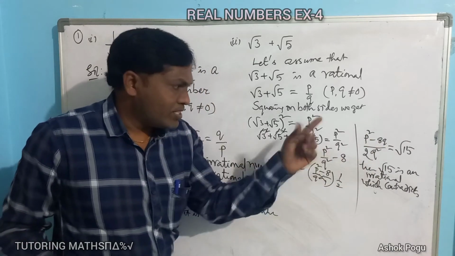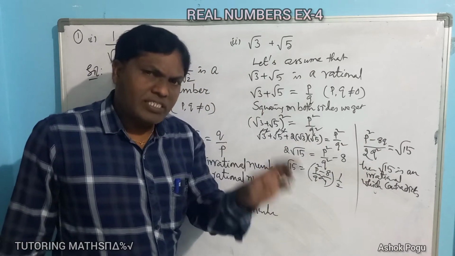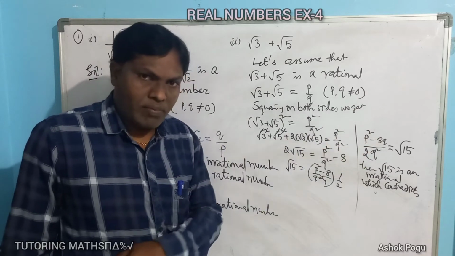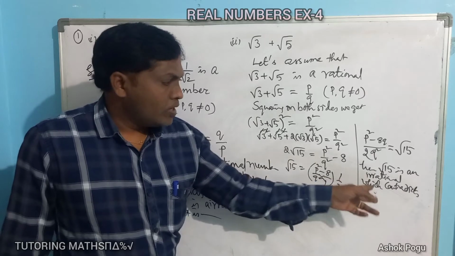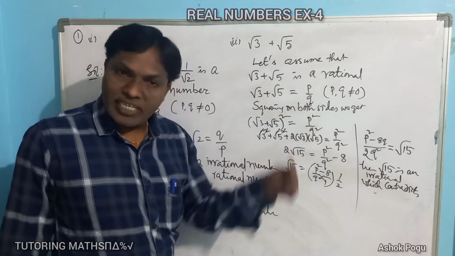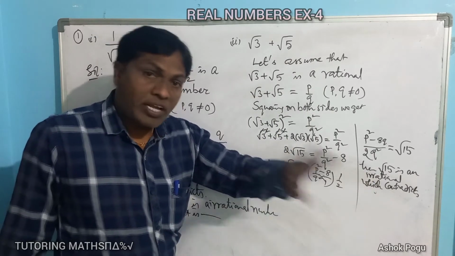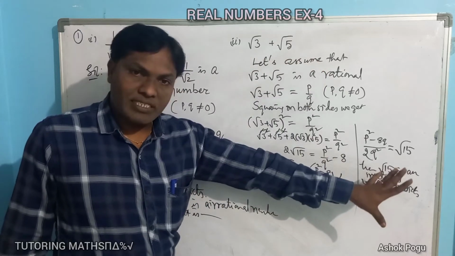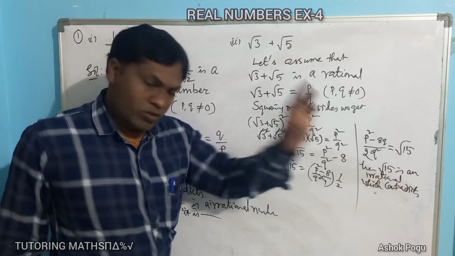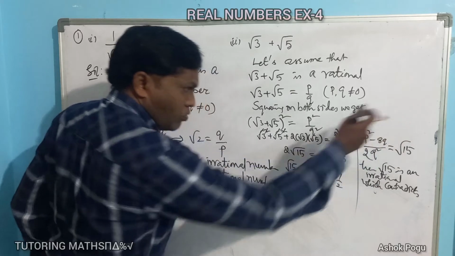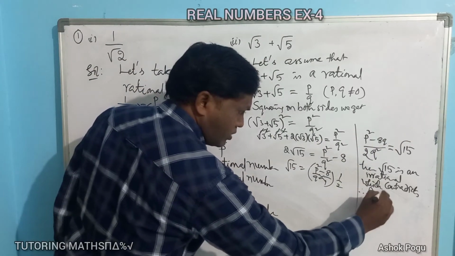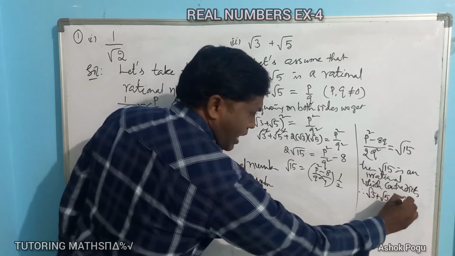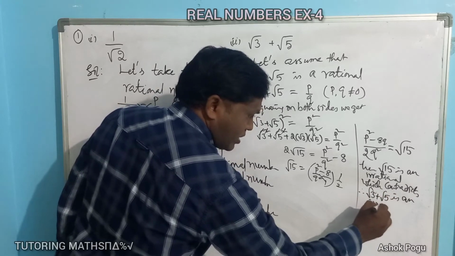You can write the statement once again. Here LHS is a rational number, but RHS is an irrational number. So hence it contradicts the given statement. So therefore, what you have taken, that statement contradicts this one. So therefore, root 3 plus root 5 is an irrational number.